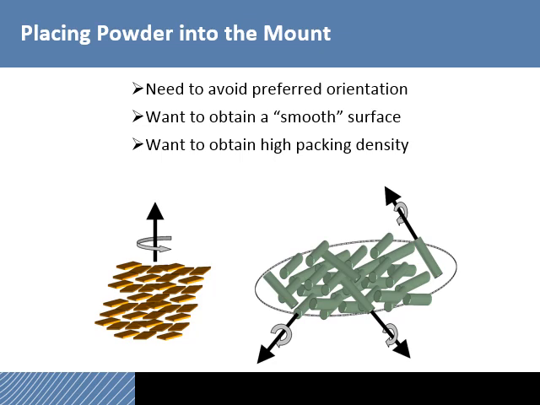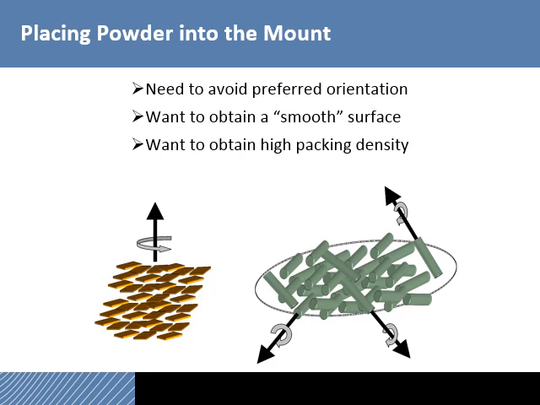When you place the powder into the mount, you want to do anything you can to avoid preferred orientation. Again, we've discussed this a lot of times. The two little cartoons on this slide are showing what preferred orientation is. I think we all saw that in the SEM when we looked at the gypsum. They look sort of like sticks or pieces of lumber, and they have a propensity to lay down in an oriented manner.